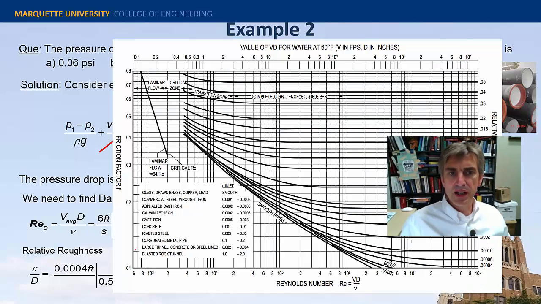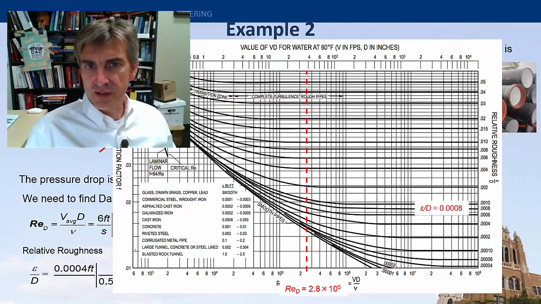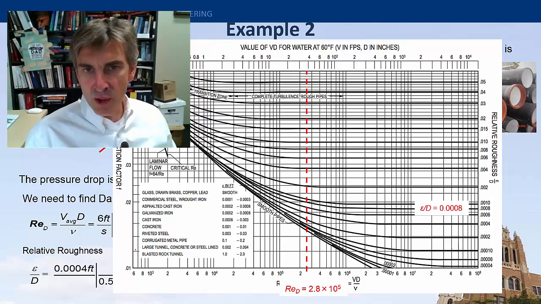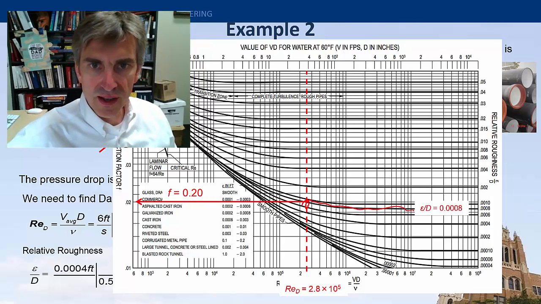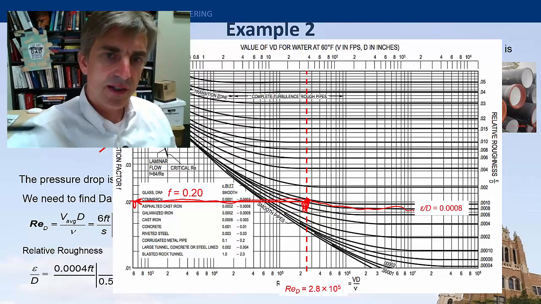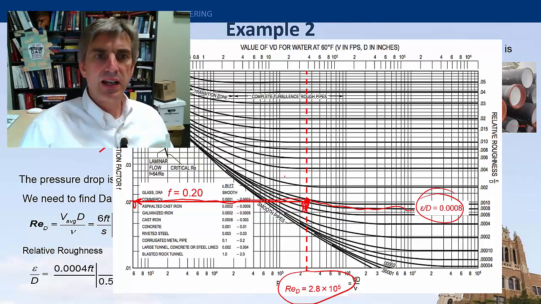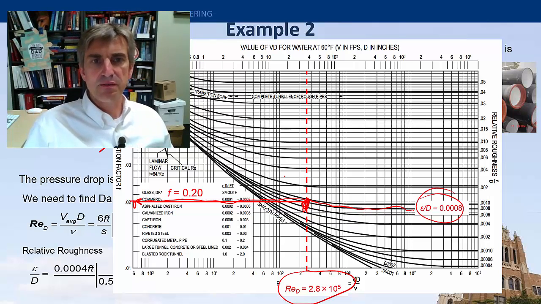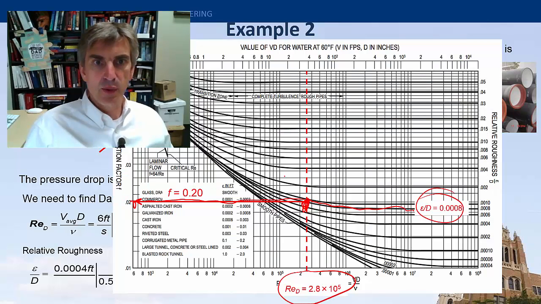So I'm going to go to the Moody diagram. I look up my Reynolds number, so it's somewhere along that dotted line, and then I find the roughness for this particular pipe. I go to the intersection of the pipe roughness and the Reynolds number, and I read across. I get a friction factor of 0.02.